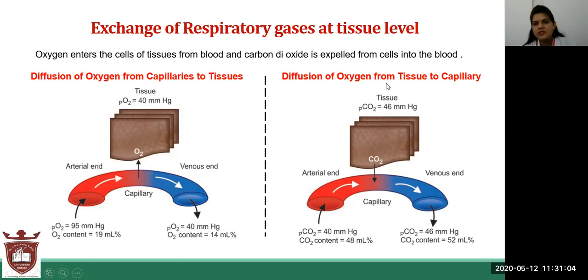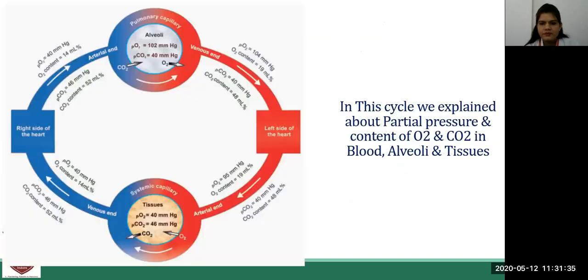Diffusion of carbon dioxide from tissues to capillary. Here we'll see the partial pressure of CO2 at tissue is 46 mmHg, whereas the partial pressure at the arterial end is 40 mmHg. So there is a pressure gradient of 6 mmHg. So carbon dioxide is easily diffused from tissues to capillary.